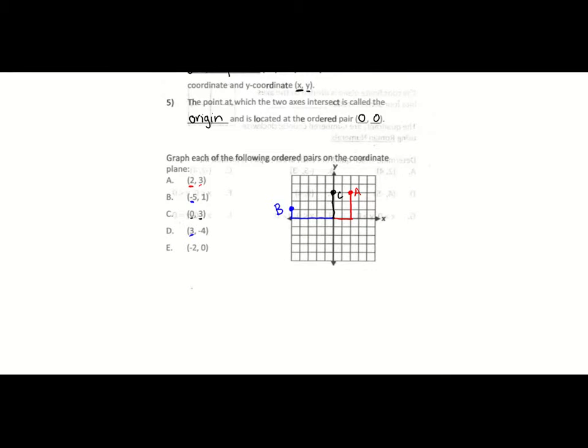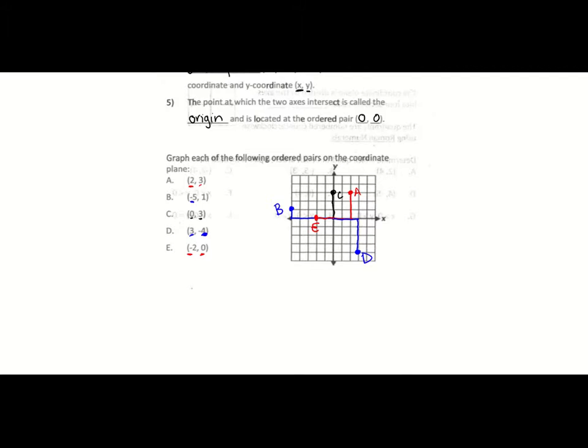Point D, we have a positive x again, so that means we're going right 3, 1, 2, 3. And this time we have a negative y. So if we're going a negative y, that means we're going to move down instead of up. So we go down 1, 2, 3, 4. And this point right here is our point D. And then our last point here, we have a negative 2, 0. Negative 2 on our x direction means we're going to go left 1, 2. And 0 in the y means we're not moving up or down. So we're going to stay right here on the x-axis, and this is our point E here.